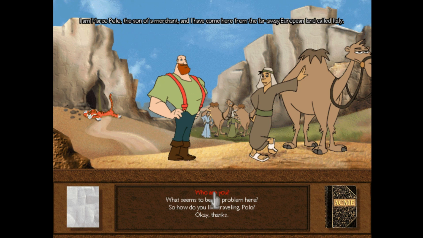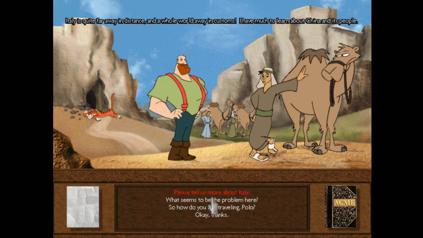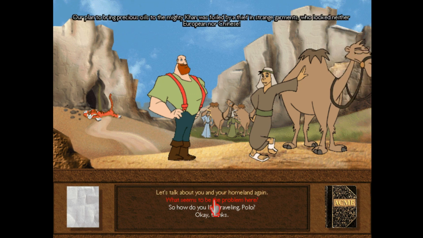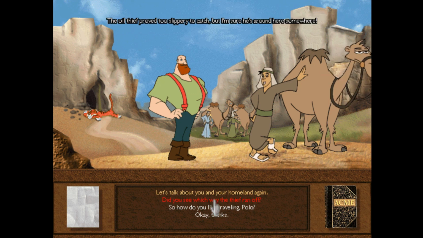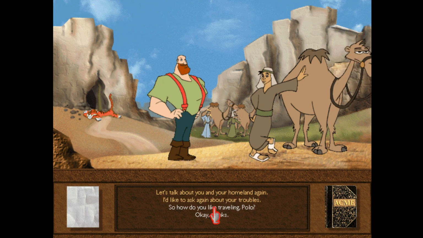European land called Italy. Italy is quite far away in distance, and the whole world away in customs. I have much to learn about China and its people. Our plan to bring precious oils to the mighty Khan was foiled by a thief in strange garments who looked neither European nor Chinese. The oil thief proved too slippery to catch, but I'm sure he's around here somewhere.